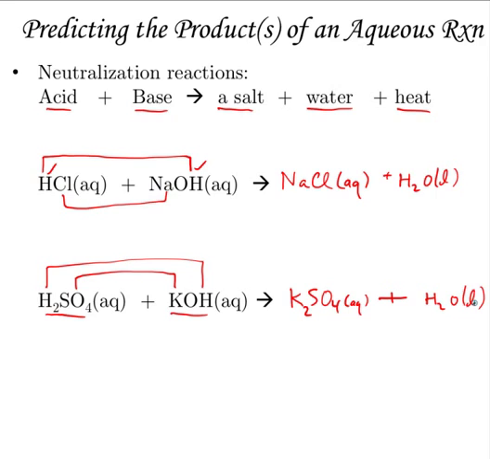Okay, let's go ahead and balance it. I'm going to need 2 potassium hydroxides to react with the sulfuric acid, and I'm also going to form 2 waters as a result. Remember, always balance your chemical reactions, everybody. All right, so we saw that a neutralization reaction is a type of double displacement reaction.